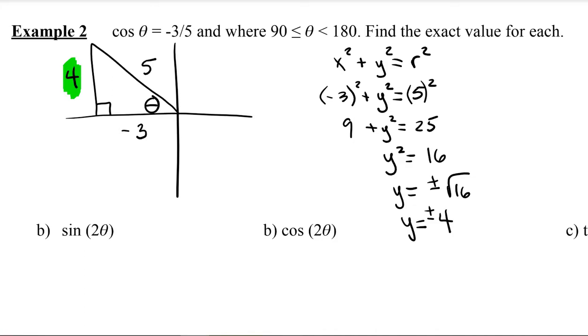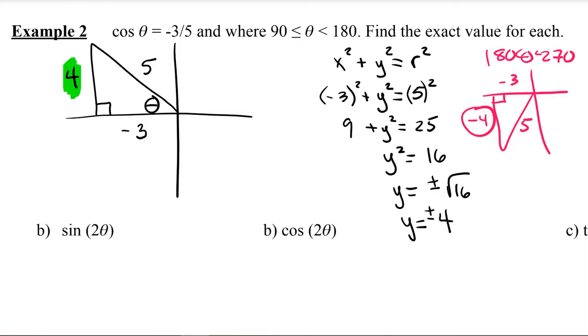But if they told us that instead of between 90 and 180, theta was between, say, 180 and 270, then when we draw the triangle, it would be down here. The 3 would still be negative, the 5 would be positive, but when we do the Pythagorean theorem, we get plus or minus 4 again, and here it would be -4. So you have to pay attention to the sign of the missing value, because that will depend on the quadrant that you are in.